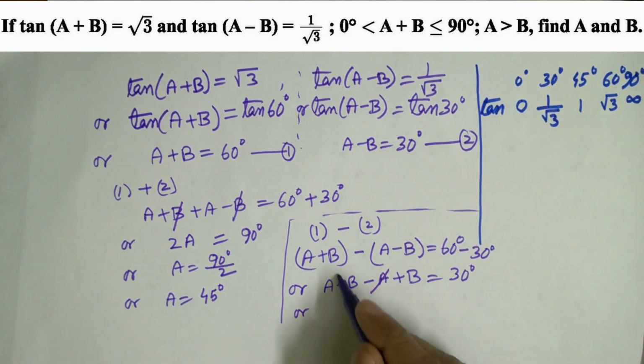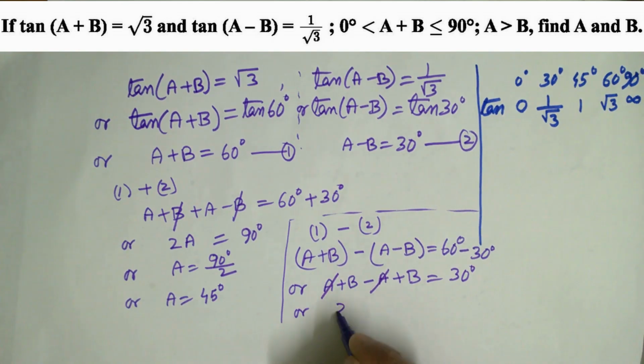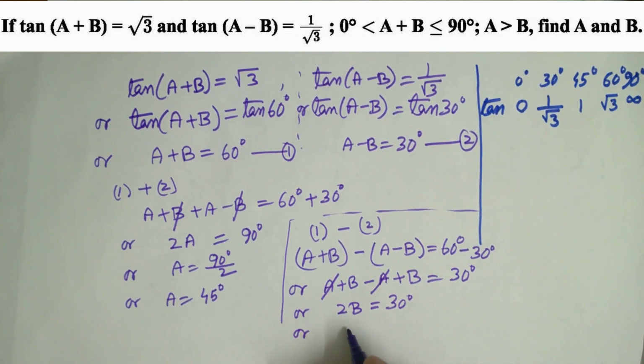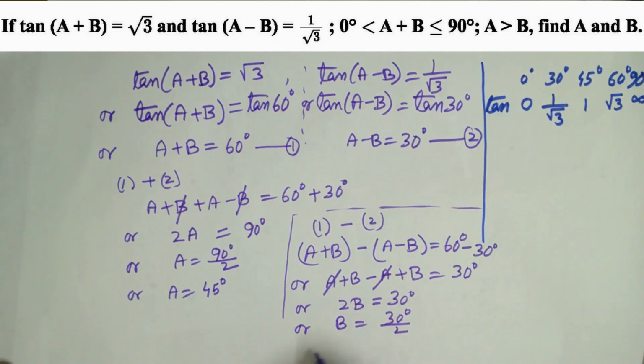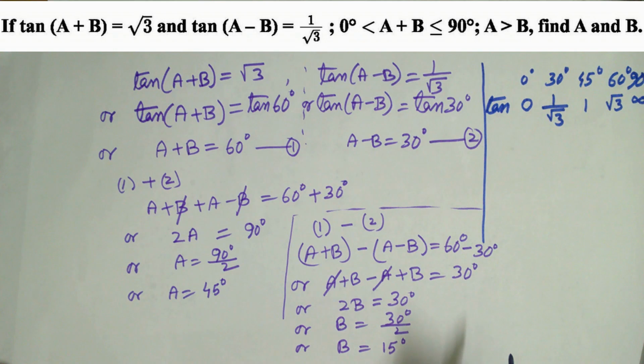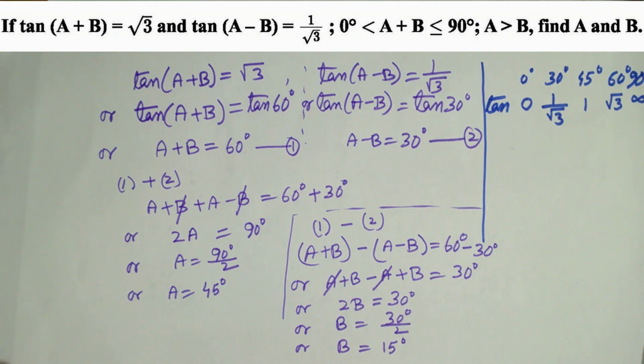Here a will get cancelled, b plus b is 2b, that is equal to 30 degree, or b is equal to 30 degree by 2, or b is equal to 15 degree. See here, another condition is also followed: a plus b is greater than 0 degree and less than or equal to 90 degree.